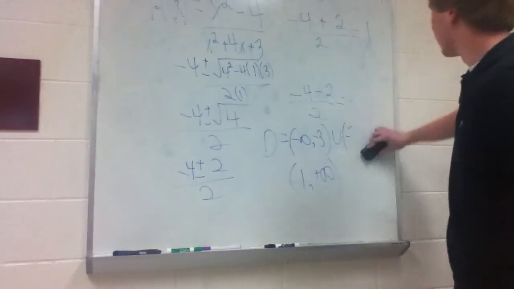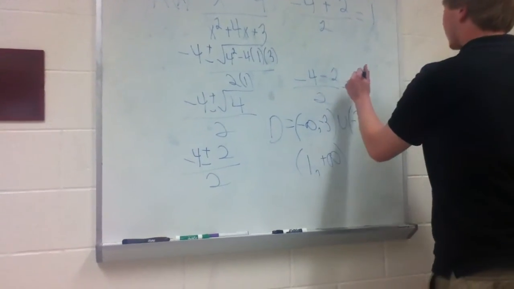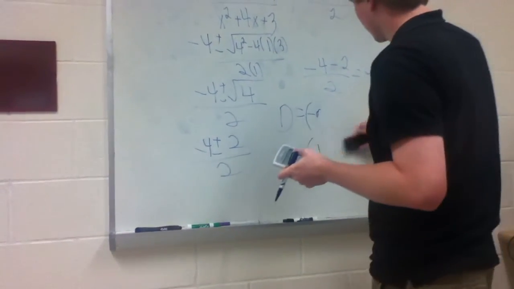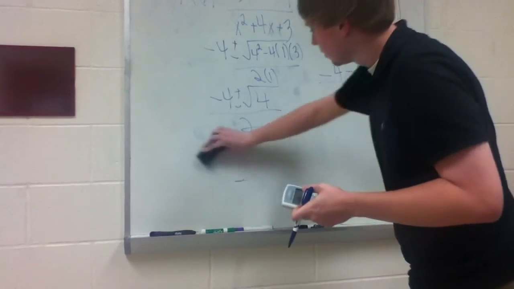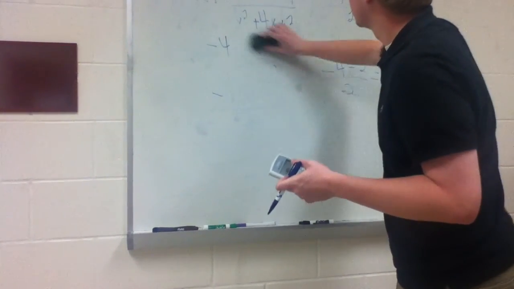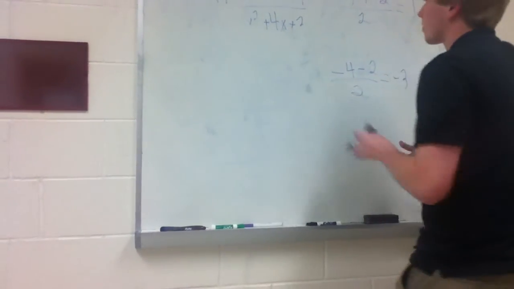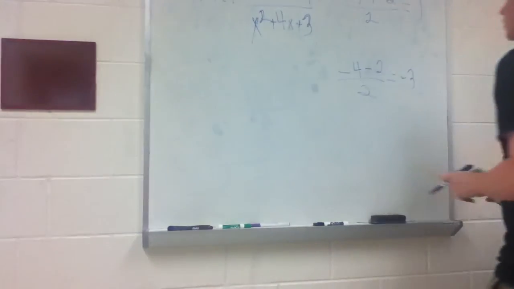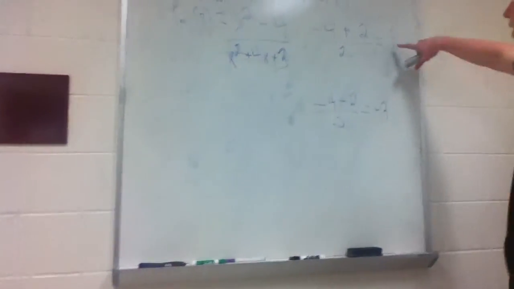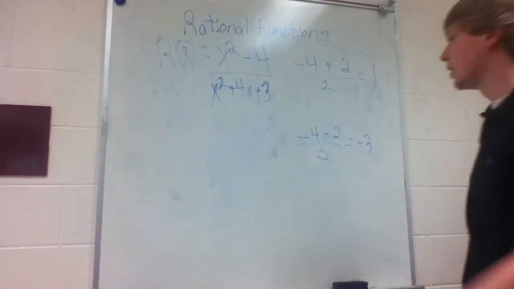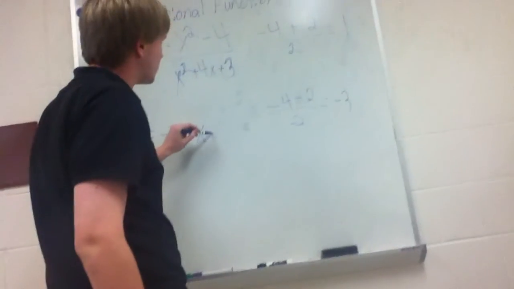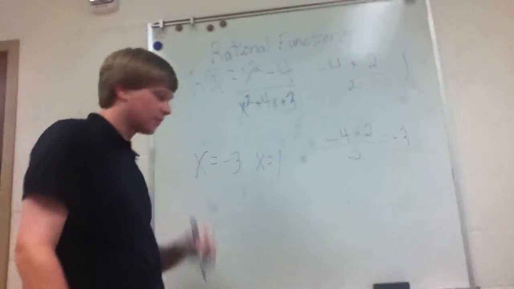So after you find your domain, you want to find the vertical asymptote. I'm going to erase this. We'll leave the -3 and 1. Okay, to find your vertical asymptote, it's just the x's that you found for your domain. So your vertical asymptote will be x equals -3 and x equals 1. And that's your vertical asymptote.